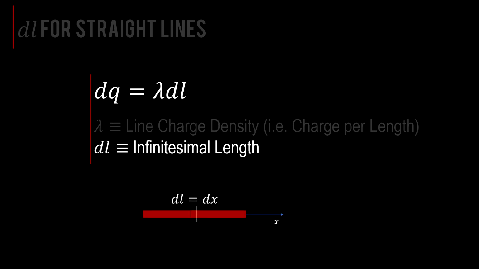Now let's look in a little bit more detail how we can describe each one of these dLs for various situations. Along the x-axis, we have some charge that's spread. We would say that dl is going to be dx. If we had a charge spread over the y-axis, we would say that dl is dy. Now, the last thing that we can do is, rather than talking about this charge spread over a straight line, we can talk about circular arcs.